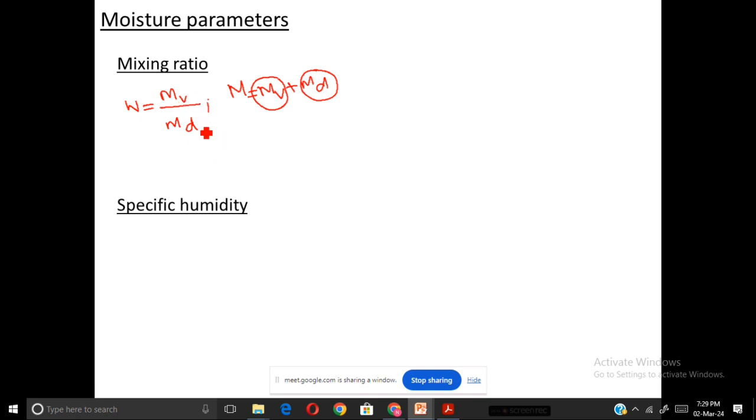Since both are masses, it is generally expressed in gram per kilogram. Because the amount of vapor present will be very much less compared to the dry air that is present in a parcel. So generally we say this much gram of vapor is present in this much kilogram of dry air. That's how we generally represent mixing ratio. And the value of mixing ratio is very high in tropics because the temperature is high. Rate of evaporation also will be high in the tropics. Tropics means that belt near the equator.